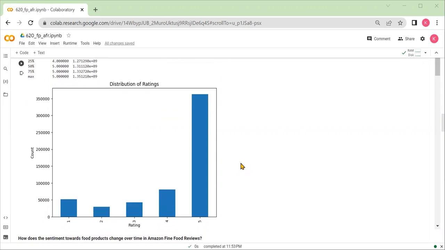So by analyzing the rating distribution graph, we were able to determine the prevalence of positive sentiments among customers. The distribution showed that the majority of the reviews fell into the higher ratings categories of 4 and 5 stars. This finding indicates that a significant portion of the customers had positive experiences with the food products they purchased and reviewed on Amazon. The higher count of 4 and 5 ratings suggests that customers were generally satisfied with the quality, taste, and overall experience associated with the food products.